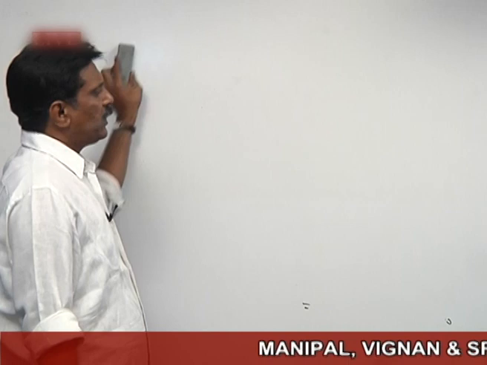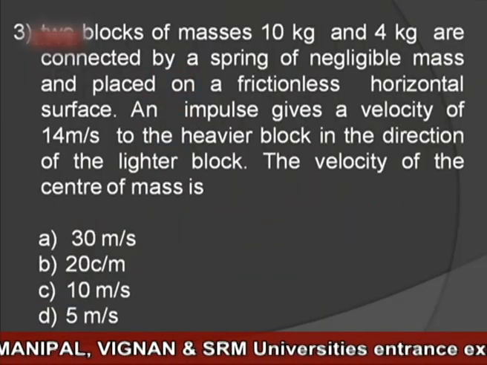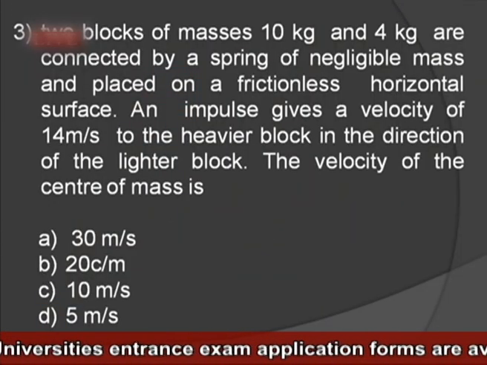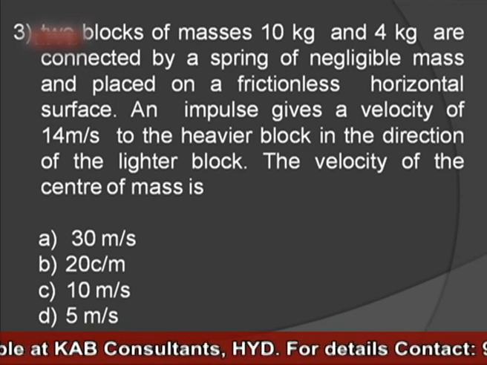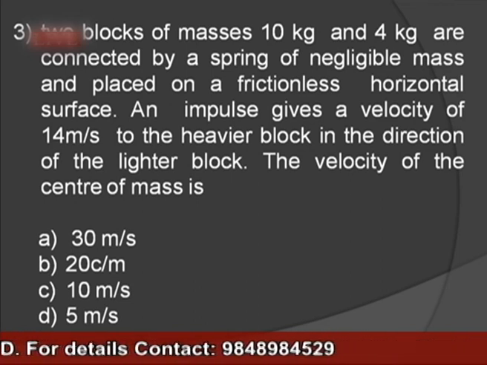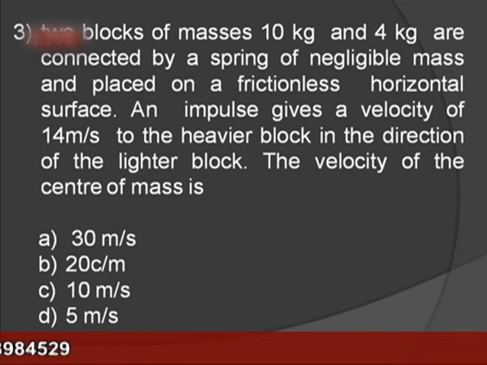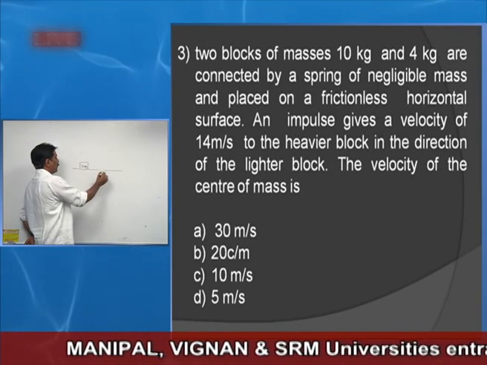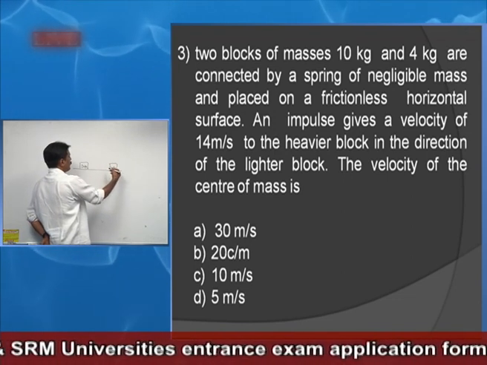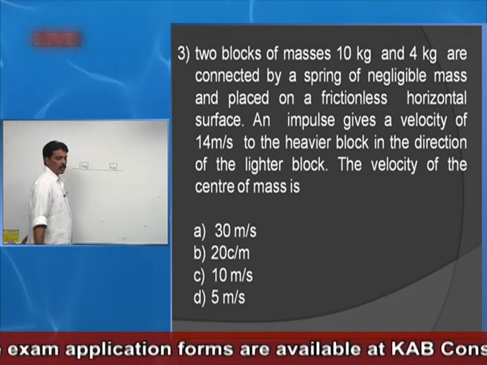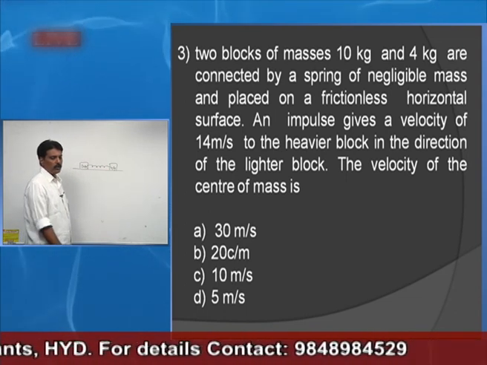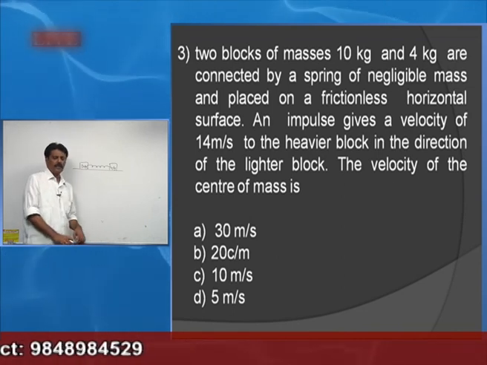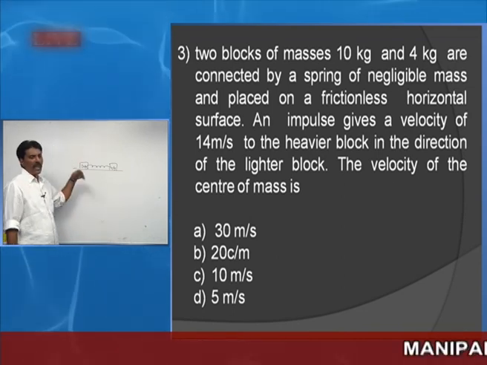Next one, see there are two blocks of masses 10 kg and 4 kg which are connected by a spring of negligible mass and placed on a frictionless horizontal surface. There are two blocks, 10 kg and 4 kg, connected by a spring of negligible mass and placed on a frictionless horizontal surface. There is no friction on the surface to hamper the motion.